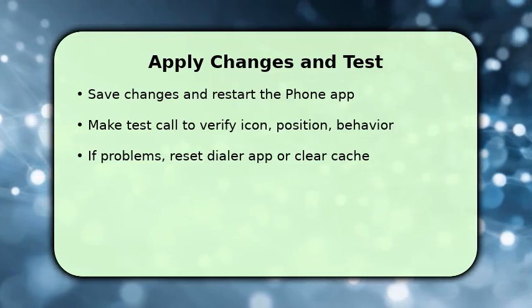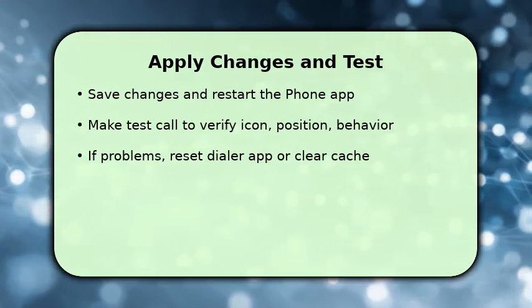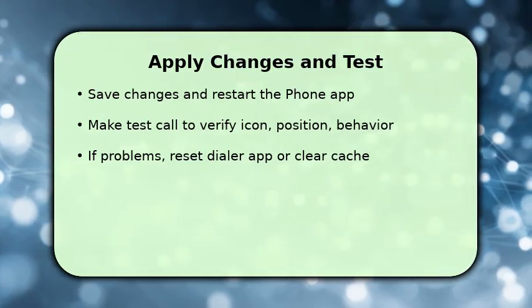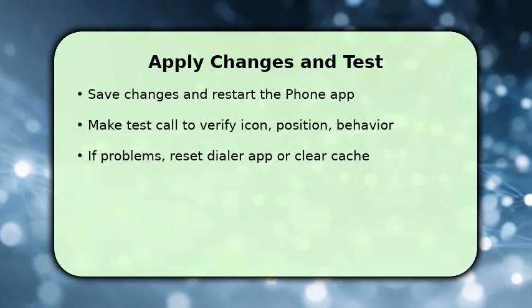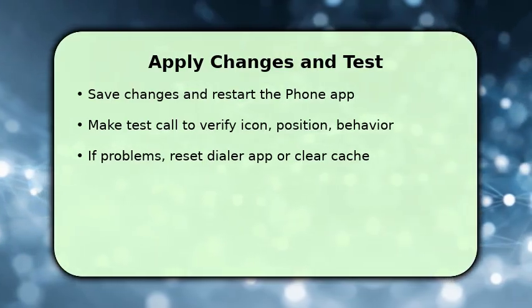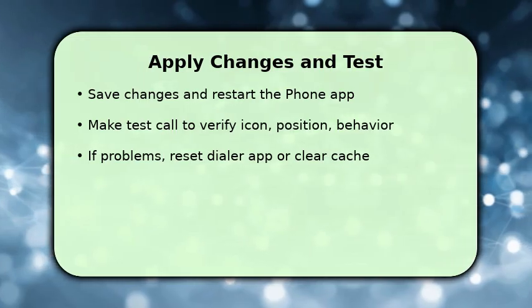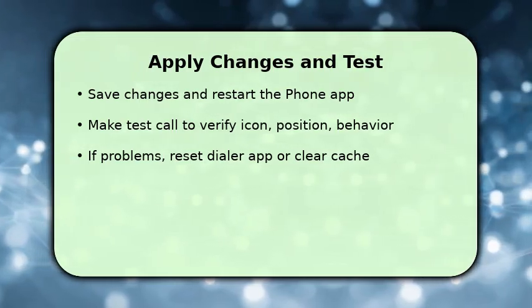If the new button doesn't appear or acts oddly, clear the dialer app cache, force stop, or revert to default layout and try again. These troubleshooting steps fix most UI conflicts. If needed, reinstall or update the dialer to resolve persistent issues.